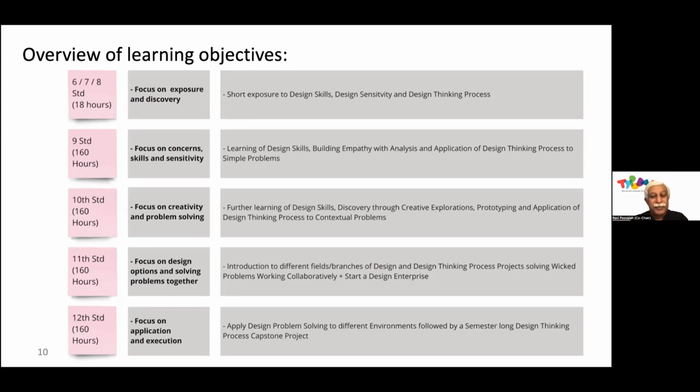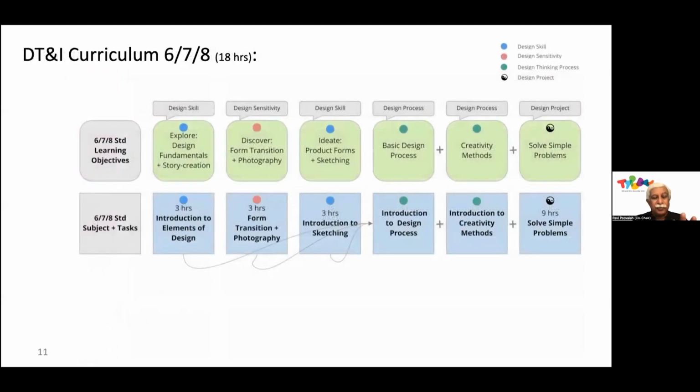So the complexity of the problem itself is slightly enlarged from one stage to another. And it ends with a semester-long project. We're calling it the capstone project, which the students can do together in groups of 3 even. So roughly that's the overall scheme of it. Now I'm going to go into a bit of the details.